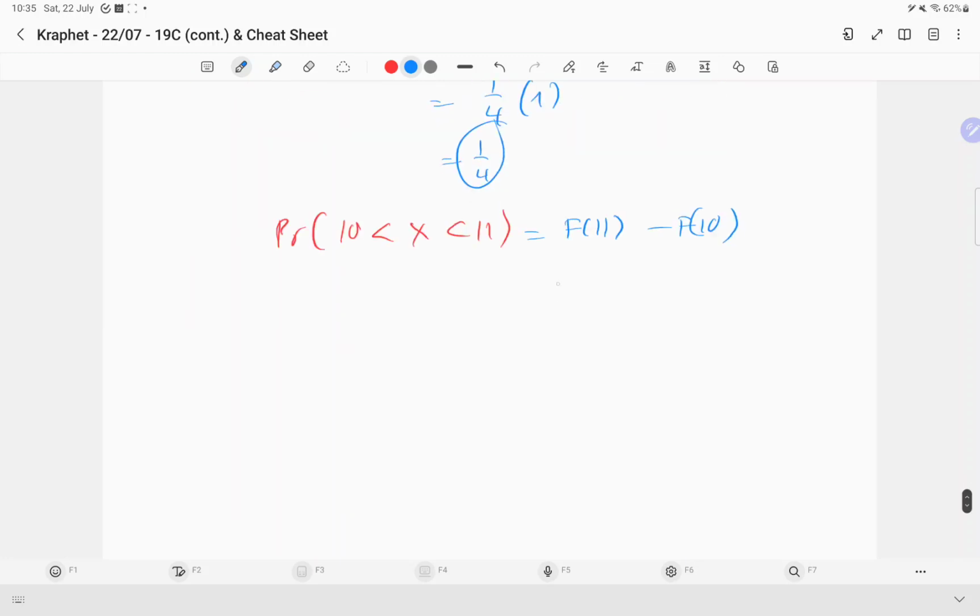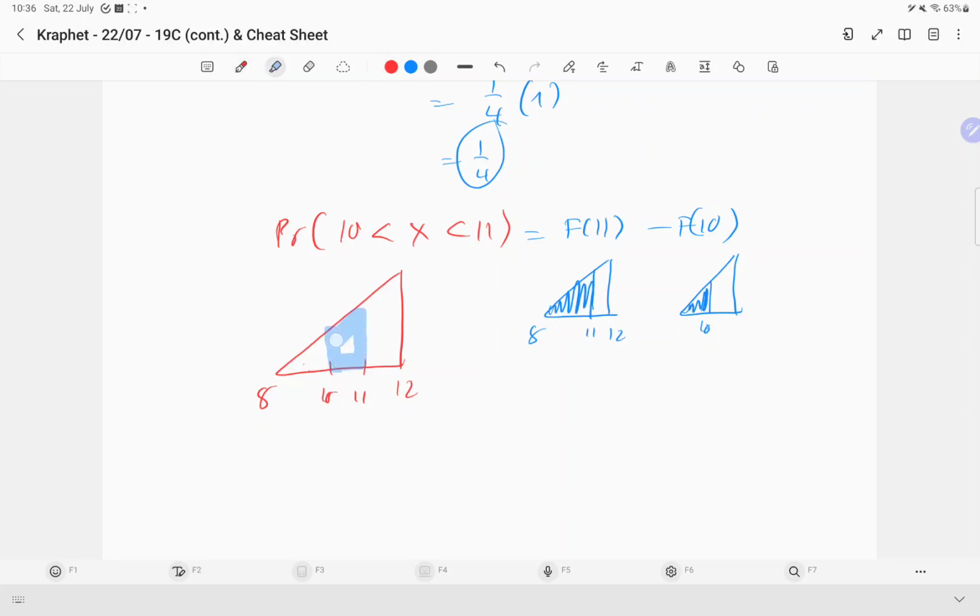Why? Because big F of 11 is the area, we're talking about a triangle, right? To the left of 11, which is that one there. And then big F of 10 is the area to the left of 10, which is that one there. So when you take the big area, subtract the small area, you will get the area between 10 and 11. So 8, 9, 10, 11, 12. Right? You want the area in between here. So you take the big area to the left of 11, you minus the area to the left of 10.